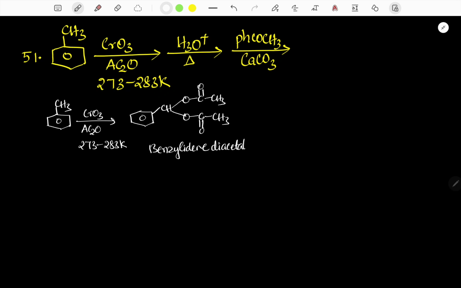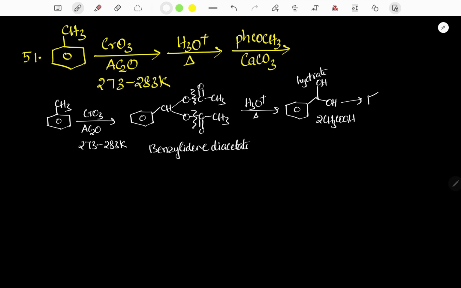Diacetate. Now it undergoes hydrolysis. So ester hydrolysis, and the corresponding hydrate will form, and the leaving group is 2 moles of acetic acid. Now in this hydrate form, the carbon has 2 OH groups, geminal OH groups. The hydrate form loses water and forms benzaldehyde. It is the second reaction.